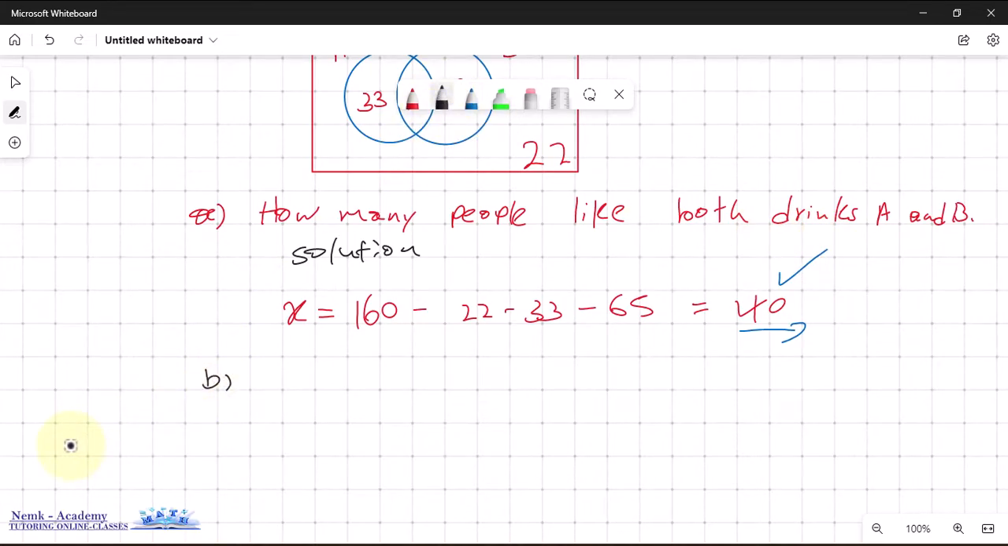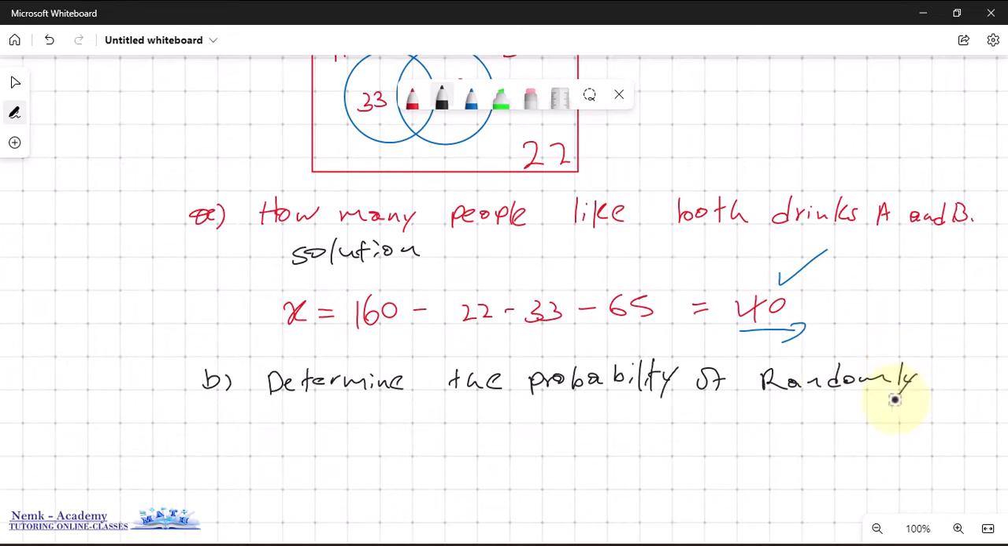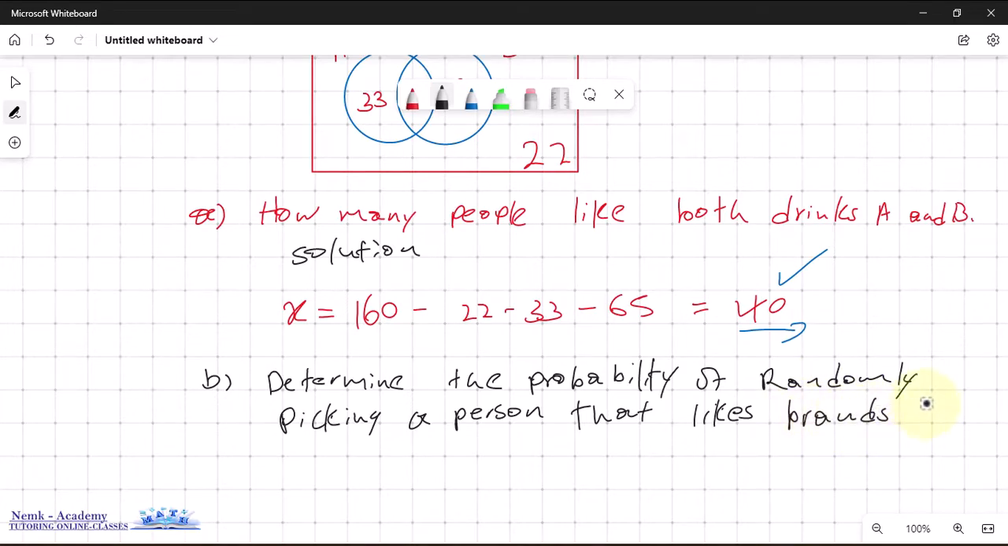Determine the probability of randomly picking a person that likes soft drink A or B.